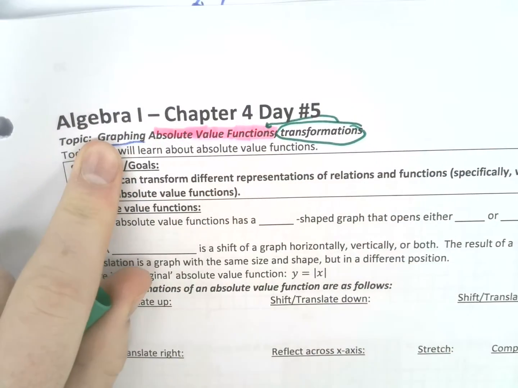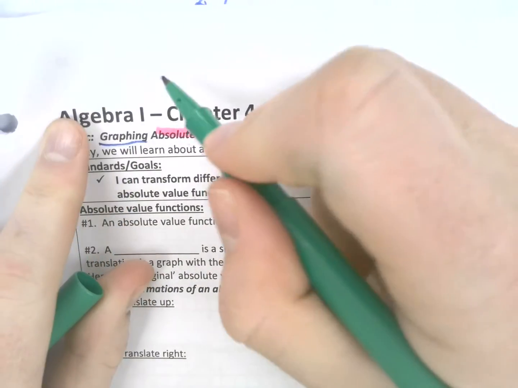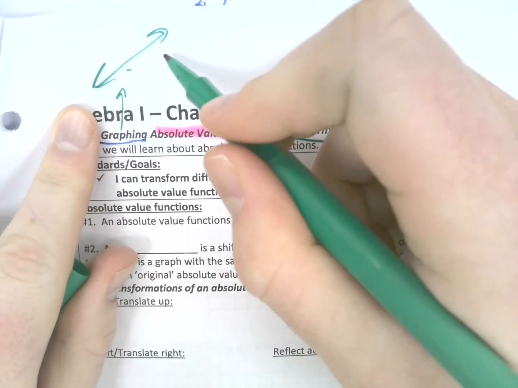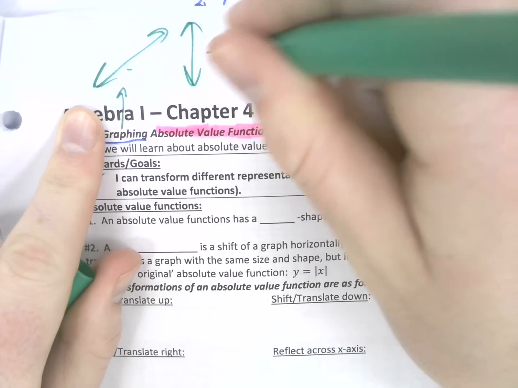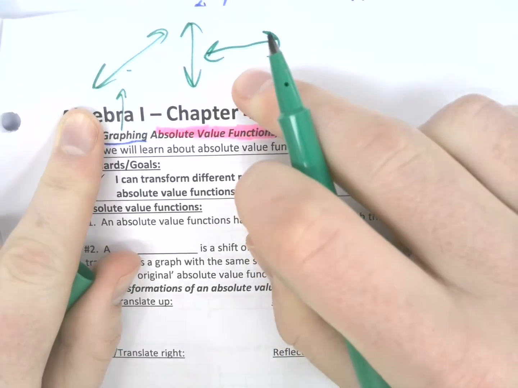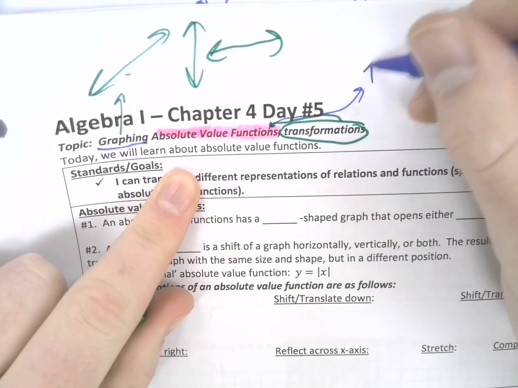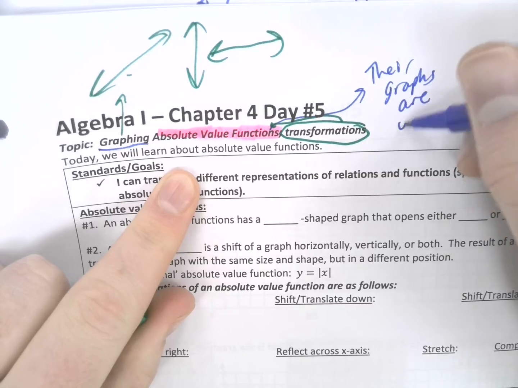Now, when we think of graphs, a lot of times we think of the graphs we've dealt with, right? Like a diagonal line or a vertical line or a horizontal line. Well, this is different. Absolute value graphs are unique.